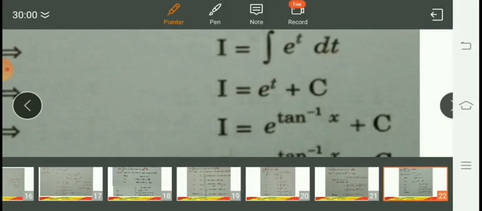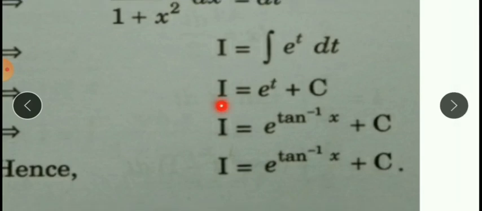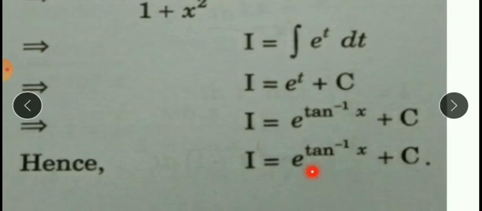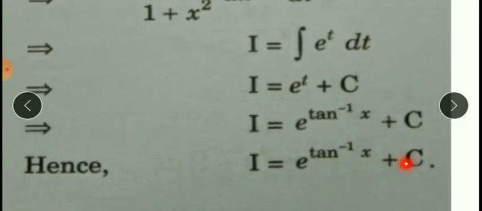You know that integration e raised to x is e raised to x. That's why I is equal to e raised to t. Substitute value of t in next step. I is equal to e raised to tan inverse x plus c. That's why our integration answer becomes I is equal to e raised to tan inverse x plus c.